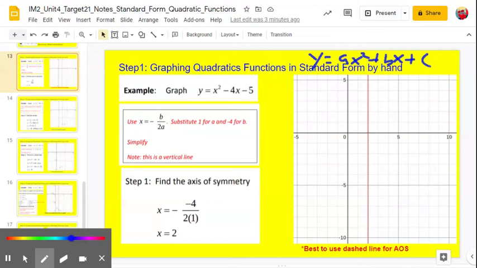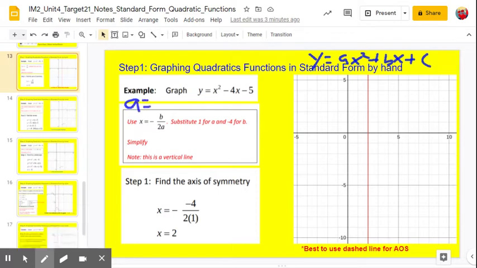In this video, we're going to graph a quadratic function in standard form by hand. Remember, standard form is y = ax² + bx + c. So in our example here, y = x² - 4x - 5. Our a value is 1, our b value is -4, and our c value is -5.